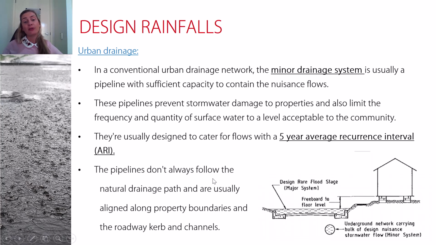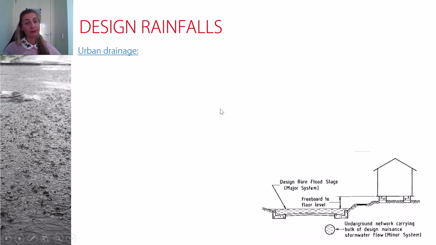The pipelines don't always follow the natural drainage path and are usually aligned along property boundaries and the roadway curb and channels. They are used to cope with a low rainfall amount because we use a very low recurrence interval for those systems, which is like a frequent flood, a frequent rainfall event. Once every 5 years, that's frequent in terms of urban drainage design.